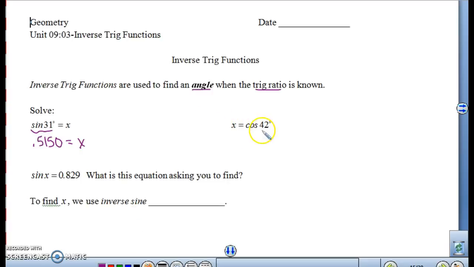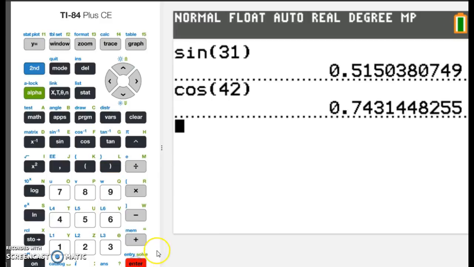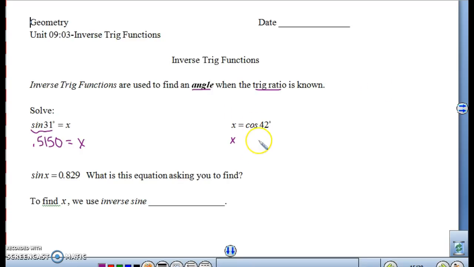Okay, x is equal to the cosine of 42. This says when the angle is 42, the ratio of cosine is what? Well, let's see. We just put in our calculator cos 42. And that's equal to approximately 0.7431. Okay, so those are when we know the angle.